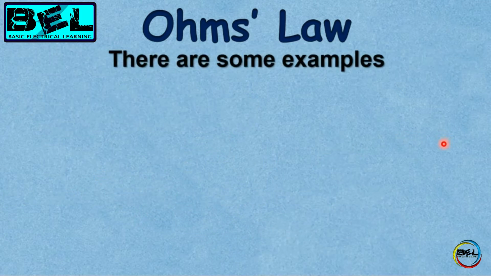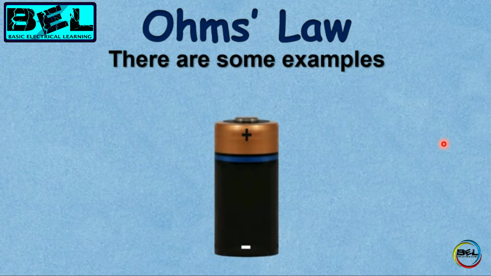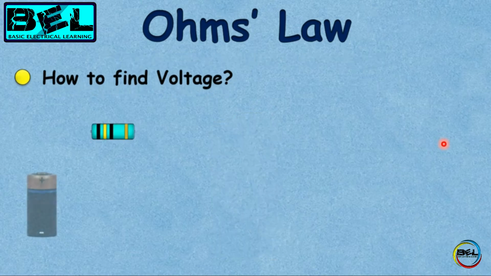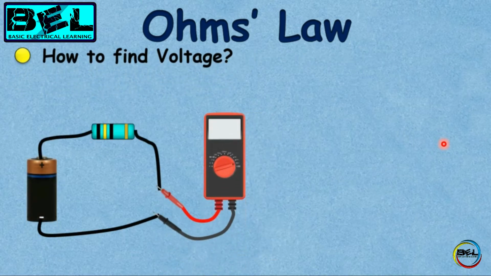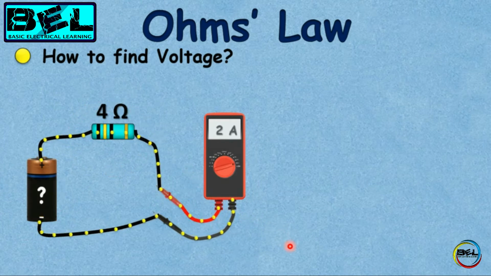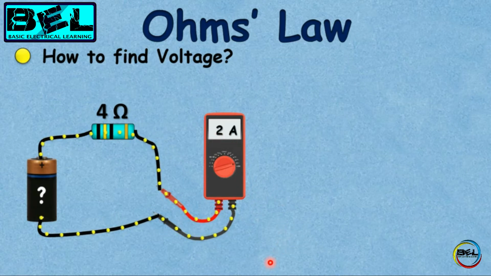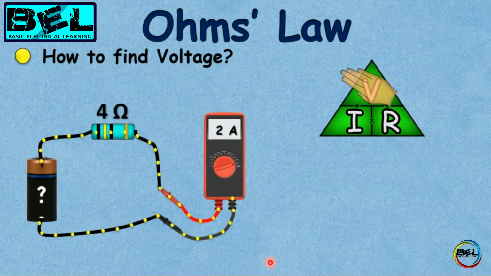So there are some examples. Let's see. There is a situation for us. How to find out the voltage with the help of Ohm's law? In this circuit diagram, you can see there is a voltage source, there is a resistance, and there is a multimeter which will show the ampere. So what will be the source of voltage if we have a 4 ohm resistor and the current flowing through that resistor is 2 ampere? Once again we will use Ohm's law, that is V is equal to IR.